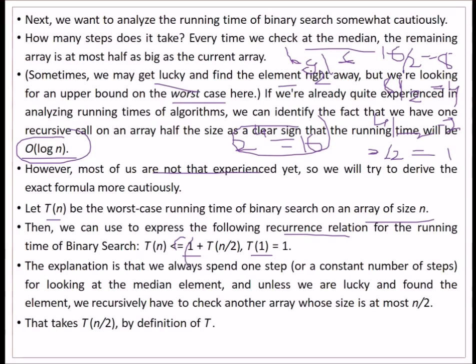So for this, we have 1. And if we are unlucky, we recurse and have to check another array whose size will be n/2. So this is for finding the median, and this is T(n/2). So actually that takes T(n/2) by definition.